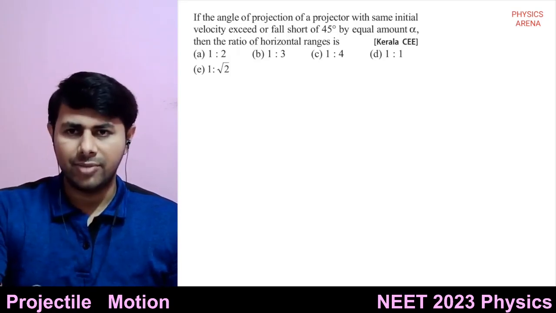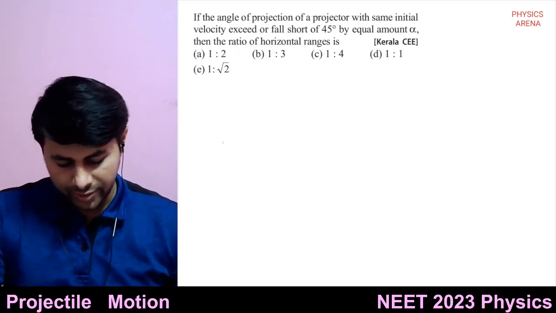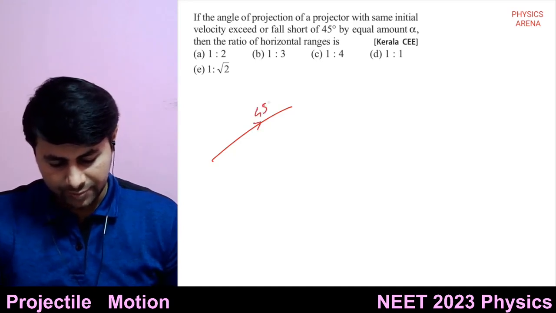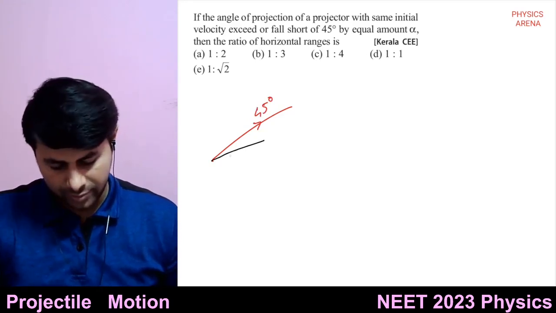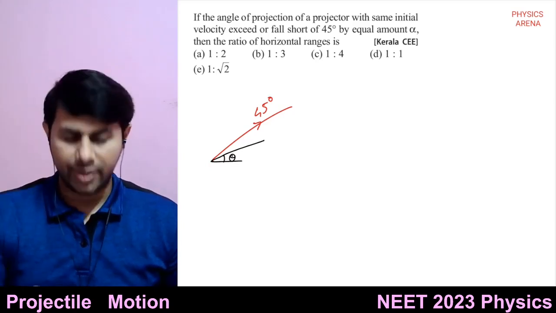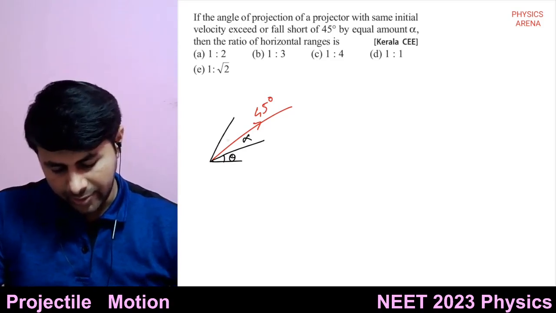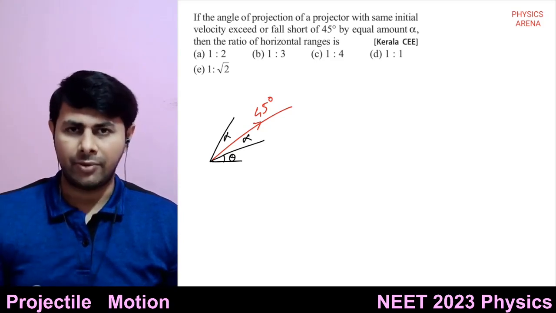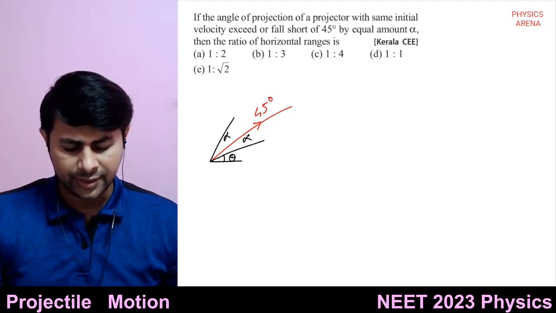Okay, who can tell me what to do? What's given in the question? Projectile, this is 45 degrees. Angle of projection, suppose theta. It is either 45 minus alpha, falls short of 45 by alpha, or it is 45 plus alpha, exceeds 45 by an equal amount alpha. Then the ratio of horizontal ranges is.